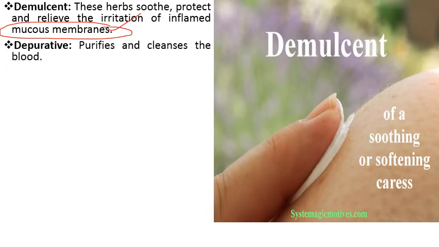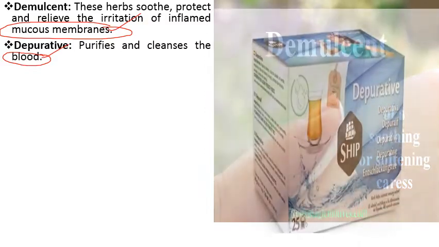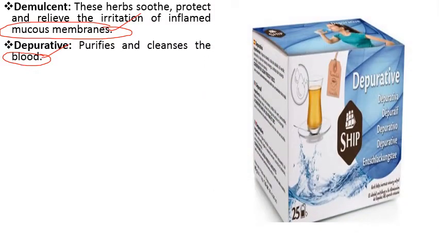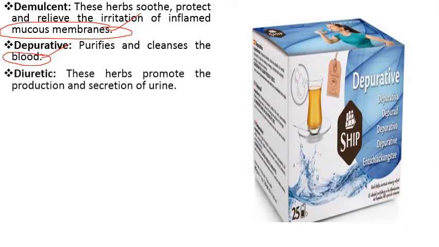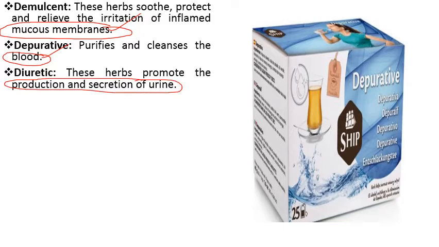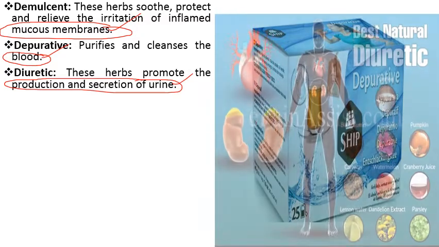Next comes depurative. So depurative, these helps in the purification and cleansing of blood. So medicines that purify or clean the blood are commonly known as depurative. Next comes diuretic. So these herbs promote the production and excretion of urine. So जो urine output को increase करती हैं, these medicines are commonly termed as diuretic.